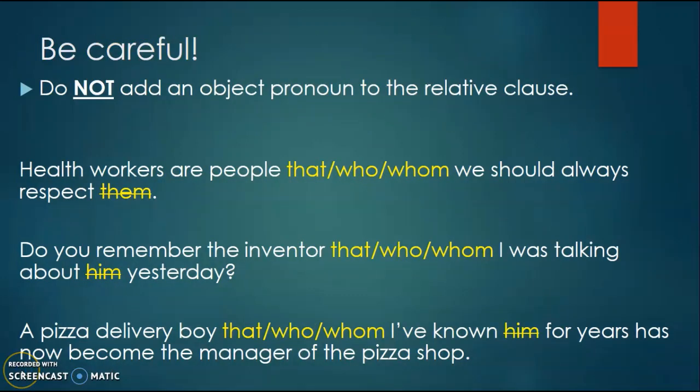There are some points that you should be careful about forming object relative clauses. The first one is that we should avoid using an object pronoun like it, him, her, or them in the relative clause. Let's see the examples. Health workers are people who we should always respect them. Do you remember the inventor that I was talking about him yesterday? A pizza delivery boy who I've known him for years has now become the manager of the pizza shop.